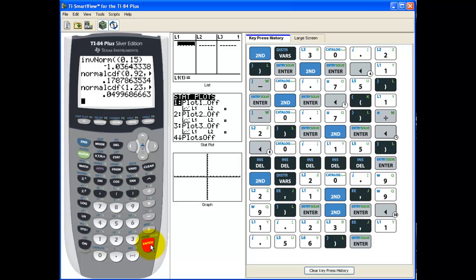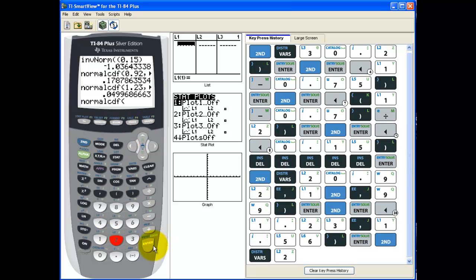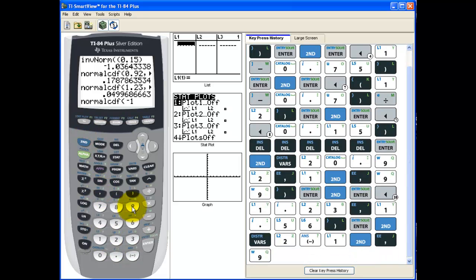For number 42, that's very similar to problem number 6. So same problem, different values. And if you saw the other video, same thing, normal CDF. And in this case, since it's to the left of negative 2.69, we would go with negative infinity, which the calculator understands as negative 1 times 10 to the 99. And then the upper limit would be negative 2.69.